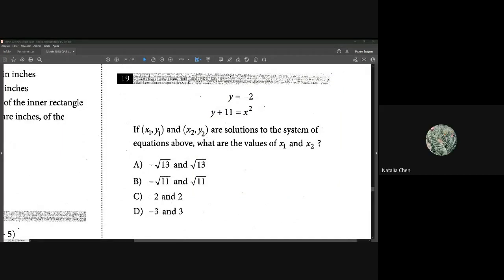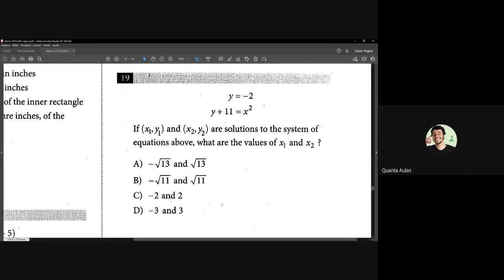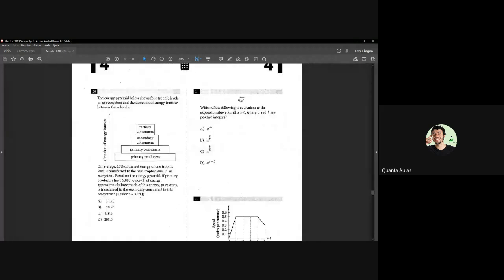x1, y1, and x2, y2 are solutions to the system of equations above. What are the values of x1 and x2? Tá bom. É D, menos 3 e 3. Isso.